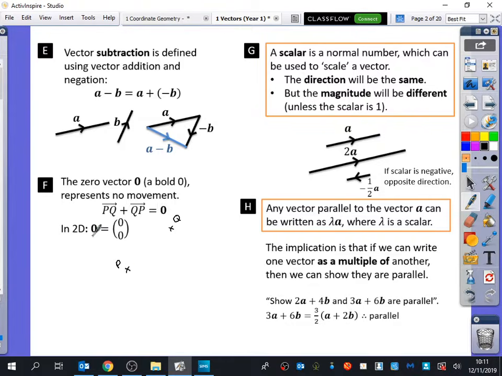And in 2 dimensions, the zero vector is (0, 0). You've probably come across vectors like this when you were doing translations and things at GCSE as well.